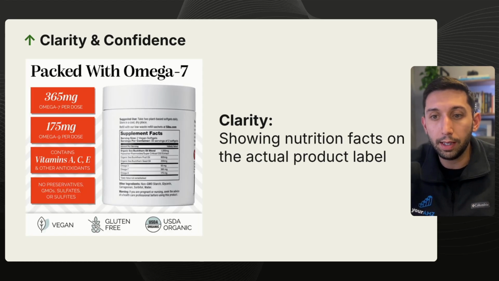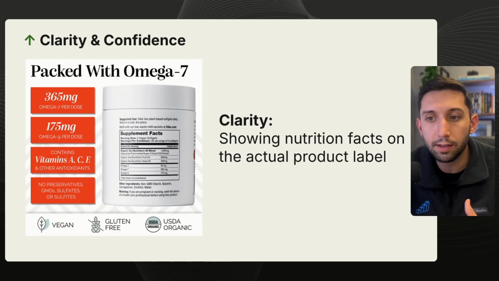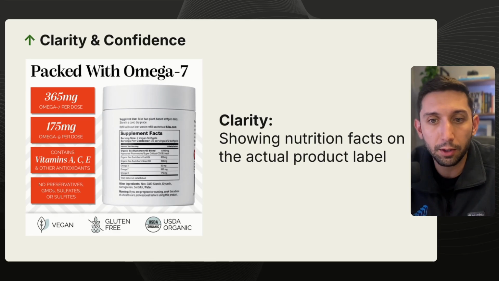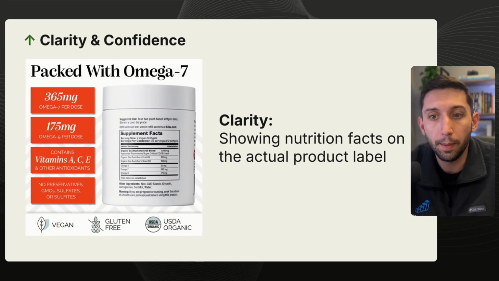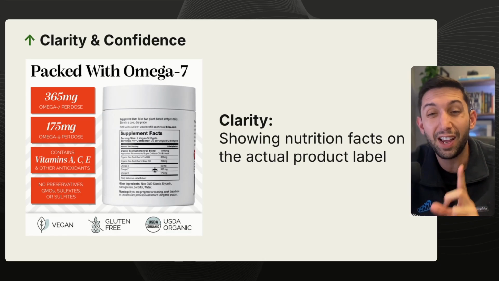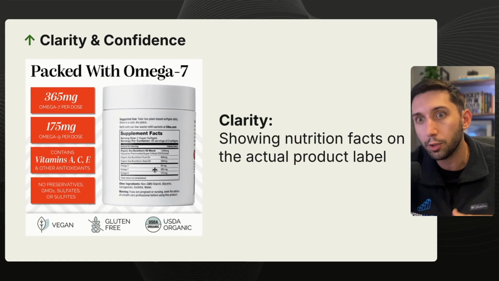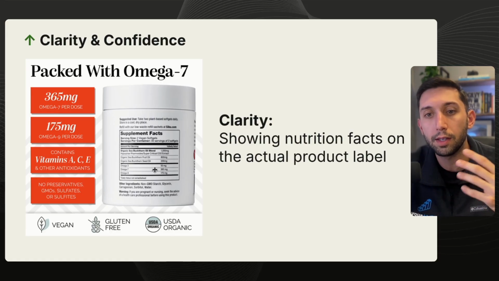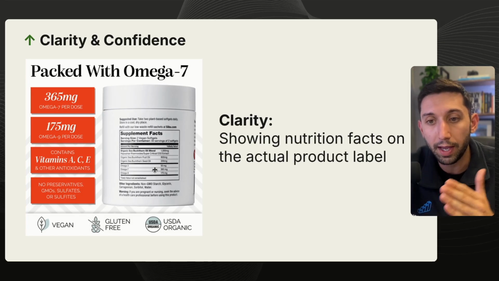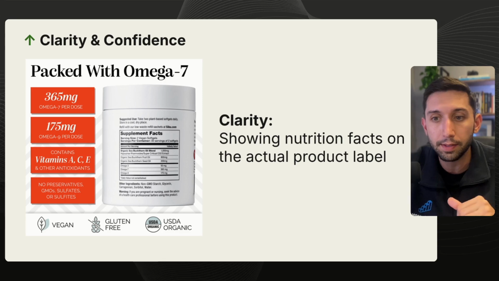Second example is showing the nutrition facts on the actual product label. So we can say 365 milligrams of omega-7 per dose, but it's another thing to actually show that on the supplement facts on the product. The customer is going to be very confident that we're not just making that claim or we have a typo, and that they're actually going to get the nutrition facts and supplement facts that we're saying are inside the supplement.